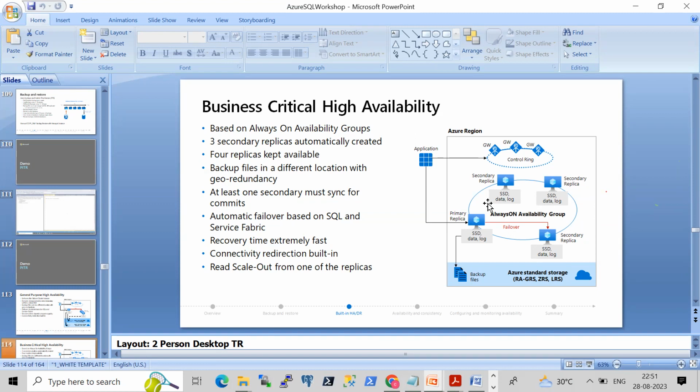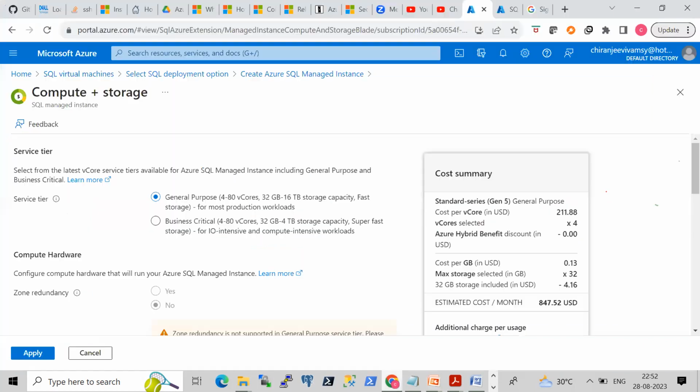Second thing, you can choose one replica as read only. I will show you. I will try to spin up one business critical instance because I wanted to practice something, if possible, because it costs a lot. Let me show you how much it will cost. General purpose itself is 847. When I choose business critical, see how it is going: almost 3 times. So if possible, I will try to show it. If not, I will just go ahead with general purpose.